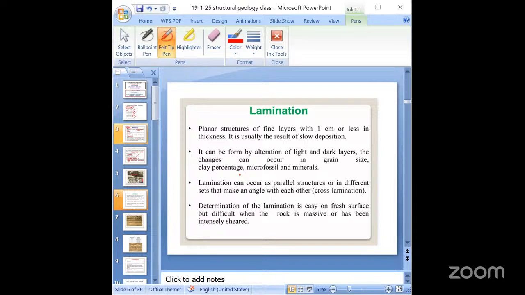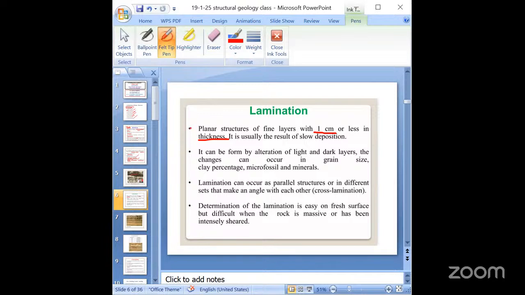And also layering. Layering is the linear deposition of constituent sediments like small fragments of parent material. If the individual layers are less than 1 centimeter in thickness, they are called lamination, right? So lamination is a planar structure, fine, 1 centimeter or less in thickness. So they are called lamination. Lamination is a characteristic structure of fine-grained sedimentary rocks like clays and shales, right?